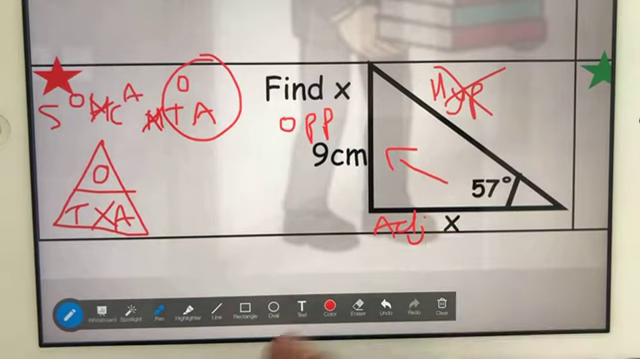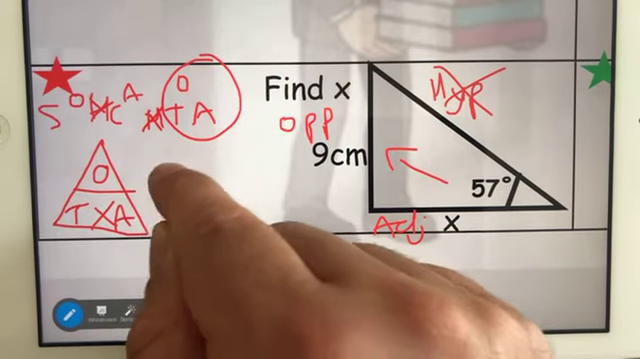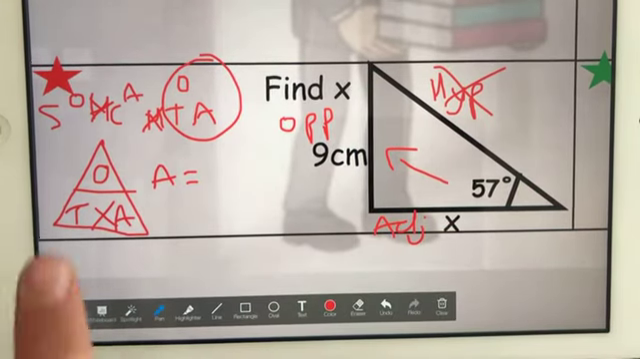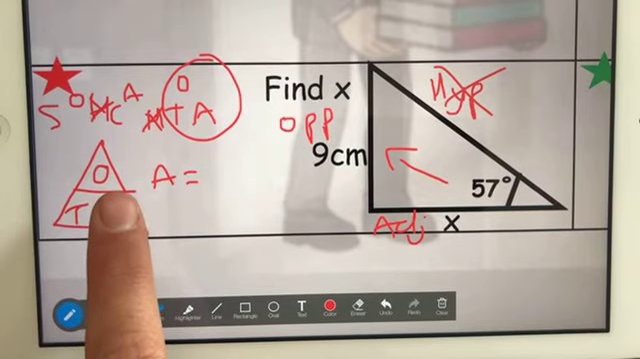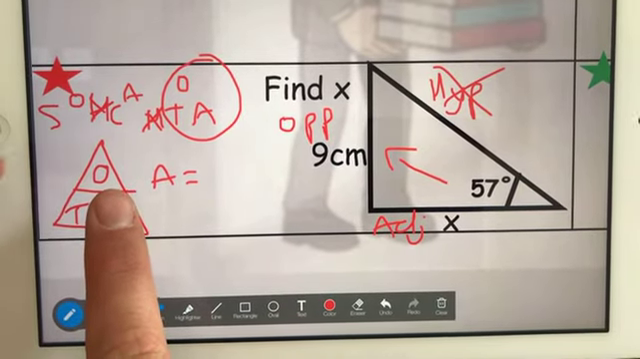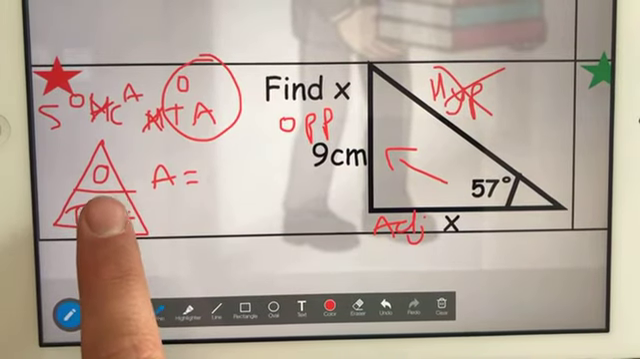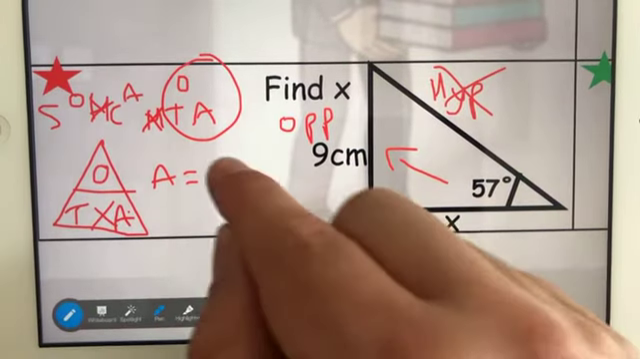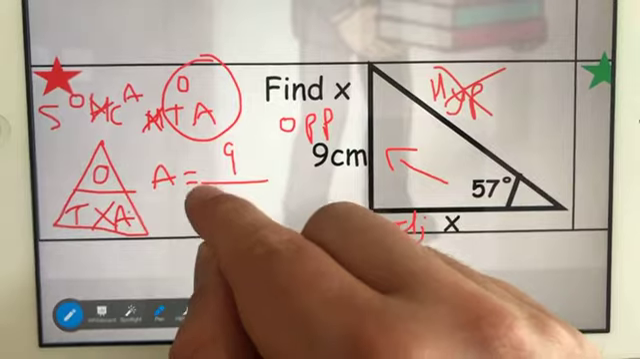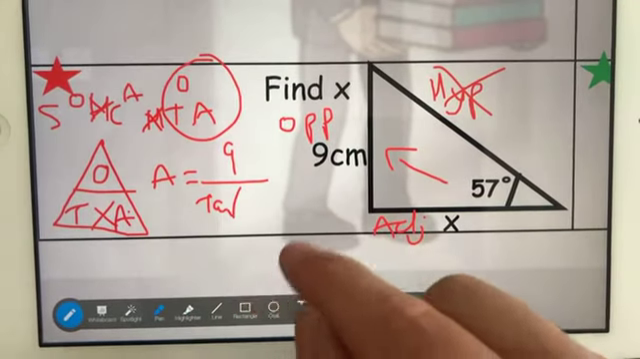Now, I need to find side A. So I'm going to write A equals or X equals, up to you. Then you cover the one you want. Whatever's left is you're working out. You can see now, if I cover A, my working out is O divided by tan. So my O is 9 divided by tan 57.